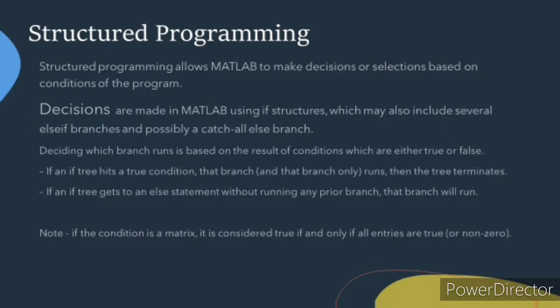If an if tree hits a true condition, that branch and that branch only runs, then the tree terminates. If an if tree gets to an else statement without running any prior branch, that branch will run. Note, if the condition is a matrix, it is considered true if and only if all entries are true or non-zero.